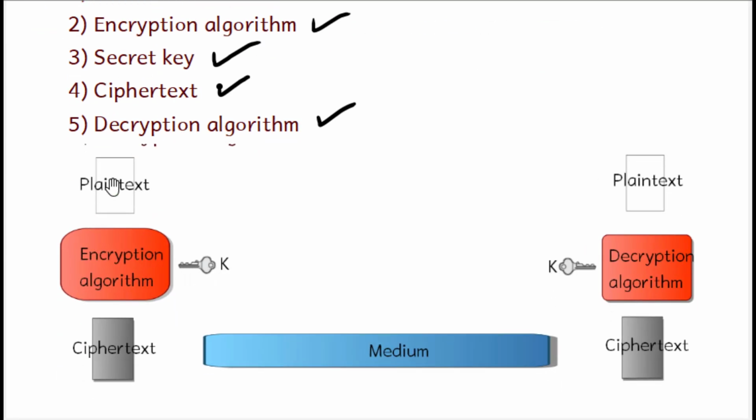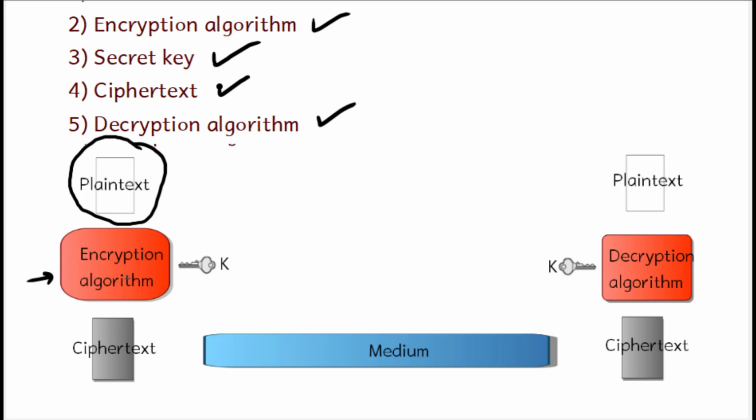The first component is the plain text. Plain text is a message which can be easily read and understood. Like whatever we have written on this page, we can read and understand. So plain text is the data or message in clear text that anybody can read and understand. Then at the sending end we have the encryption algorithm. There are varieties of algorithms, one of which we can use. This is the encryption algorithm through which data is encrypted. Encrypted means it is converted from plain text to ciphertext.